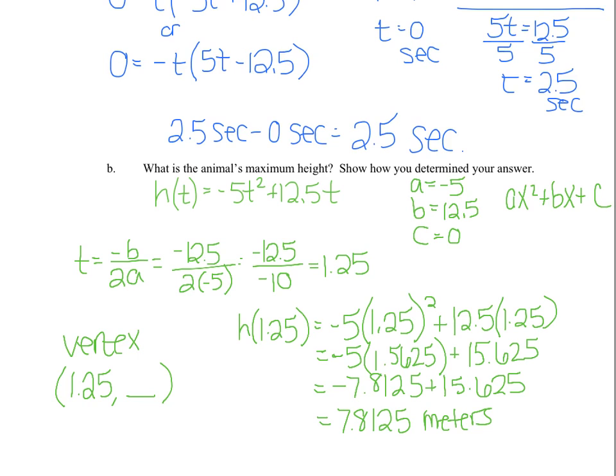So my vertex, I'm going to be adding in this 7.8125. And the question is, what is the animal's maximum height? Well, the animal will reach its maximum height at the vertex, so its maximum height is 7.8125 meters.